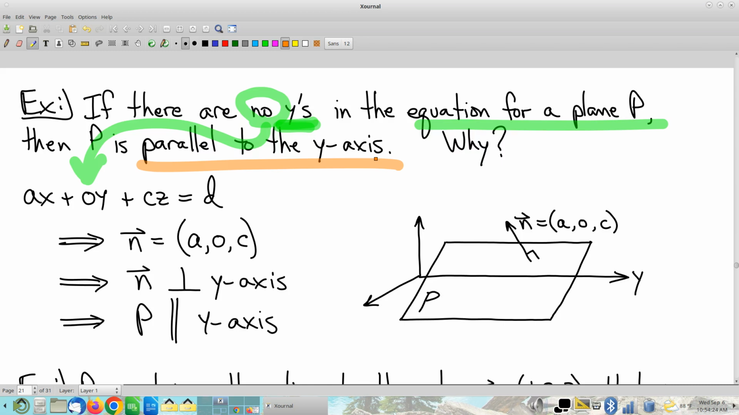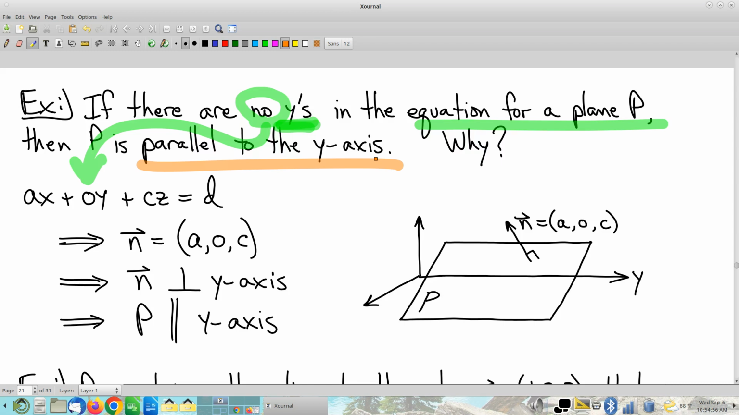So easy proof, and I'll go through that in a second, but notice how easy it is to use this. All you have to do is glance at your equation of your plane. Quick glance. Oh, there aren't any y's in there. Boom. Instantaneous, free, useful geometric information. Oh, this plane is parallel to the y-axis. It doesn't cost you any. You don't have to compute something to get a geometric conclusion. You just at a glance get a geometric conclusion.